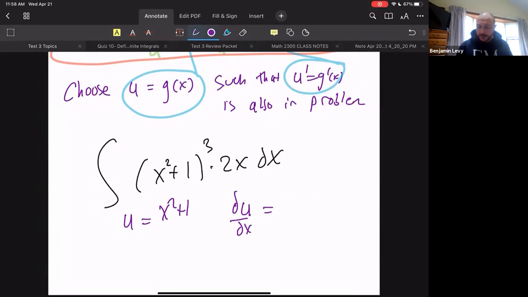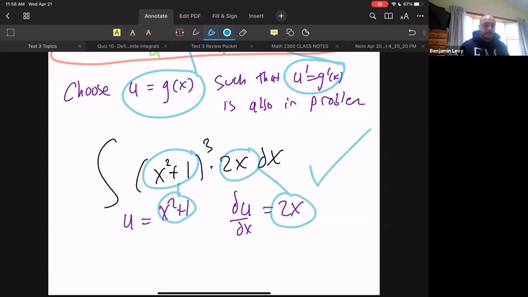Because that helps with the substitution part, right? When we do du dx, we get 2x. And hey, they're both in there. U is in there, and u prime is in there. So that makes me feel great. That's how we move forward in this problem. I'll just pause there and see if that looks okay.